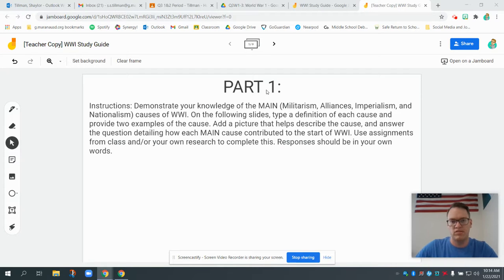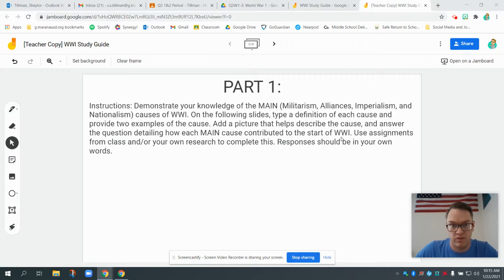So part one, there are 2 parts to this. Part one, the instructions are: demonstrate your knowledge of the main causes of World War One, which are militarism, alliances, imperialism, and nationalism, which we have talked about multiple times since Christmas. But it's good to sit and refresh and make sure that it's fresh in our minds. On the following slides, type a definition of each cause and provide 2 examples of that cause. Add a picture that helps describe the cause and answer the question detailing how the main cause contributed to the start of World War One.